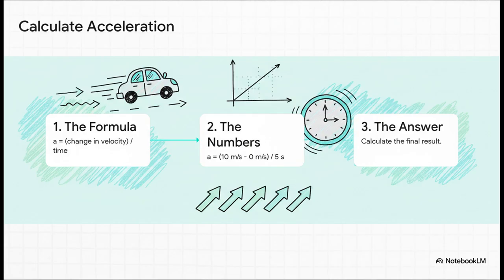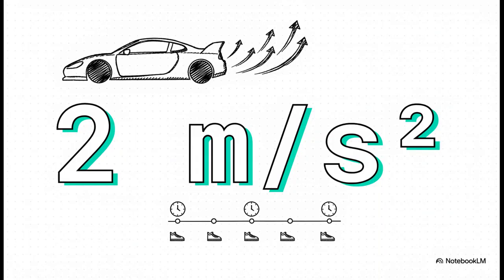So let's put this into practice. Imagine a car. It's starting from a dead stop, and in 5 seconds, it gets up to 10 meters per second. So to find its acceleration, we grab our formula. Acceleration is the change in velocity divided by time. Then we just plug in the numbers. That's our final velocity, 10, minus our starting velocity, which was 0, and we divide the whole thing by the 5 seconds it took. And what do we get? We get our answer, 2 meters per second squared.